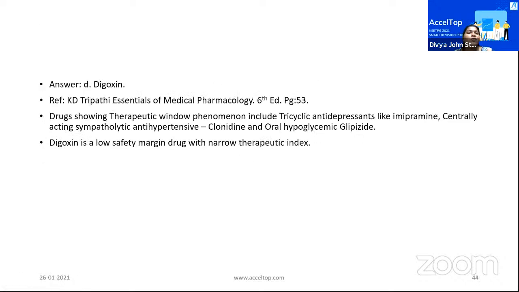Digoxin, right? So drugs showing therapeutic window phenomenon include tricyclic antidepressants like imipramine, centrally acting sympatholytic antihypertensives like clonidine, and oral hypoglycemics like glipizide. Only these three drugs are recorded in the textbook as drugs showing therapeutic window phenomenon. Okay, and digoxin is a low safety margin drug with narrow therapeutic index.